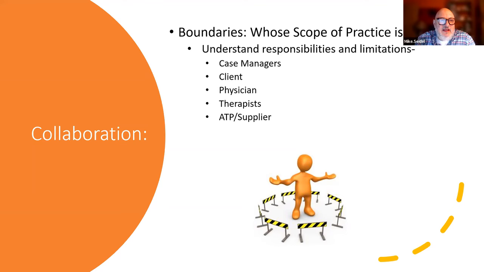But looking at collaboration, one is boundaries, whose scope of practice is what, and we've kind of been talking about that, and understanding responsibilities and limitations of each role. Setting boundaries and outlining the scope of practice is very important in the delivery of AT. Knowing who does what and what limitations there may be can eliminate issues. And I just can't stress this enough, that this needs to be outlined up front initially with the client and sometimes even the case manager.